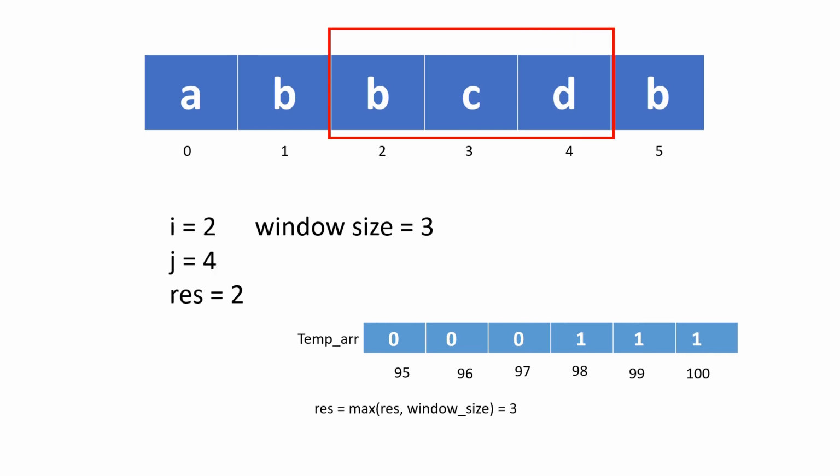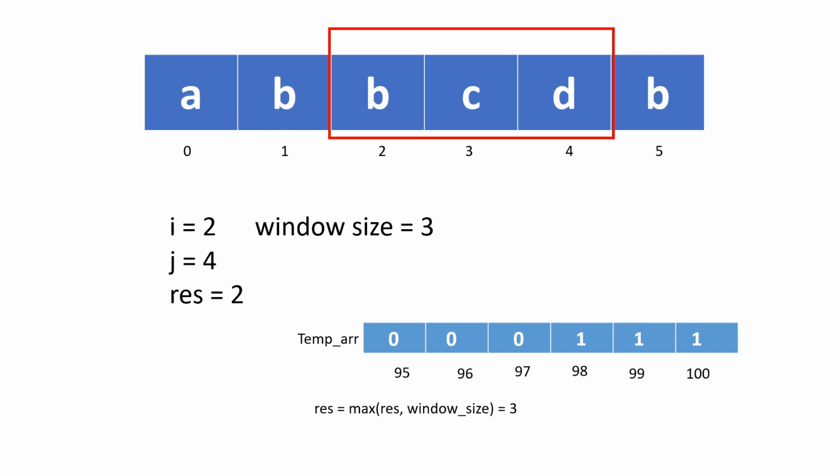Now I will check if the element at the index j, that is at the index 4, d, is present in the temp array or not. It is not, so I will increment j, and also I will update my result, and also I will put a 1 at the index 100, because it is now coming for the first time.